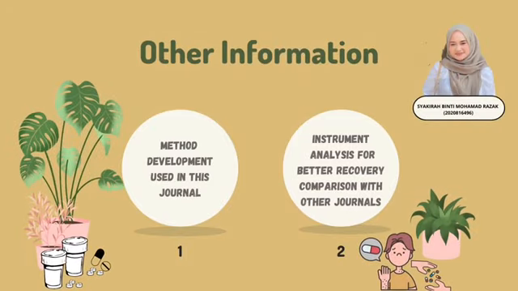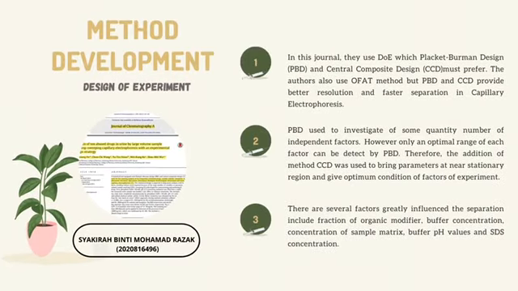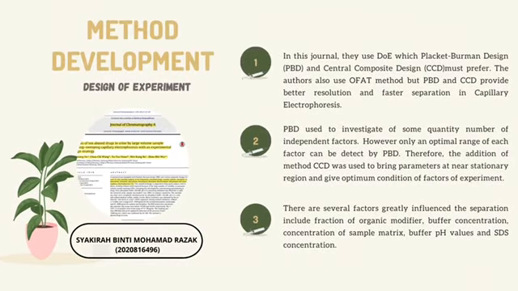I will continue the presentation with extra information we got from this journal. First is the method of development used and instrument analysis for better recovery. I will also present types of method validation, which are accuracy and precision, compared to one of the chosen journals. The method development used in this journal is DOE, Design of Experiment.